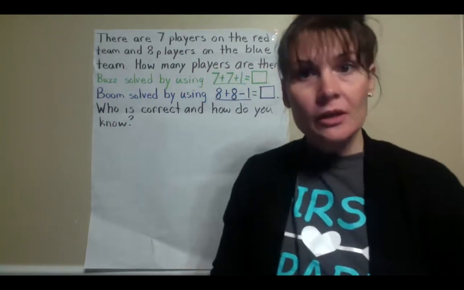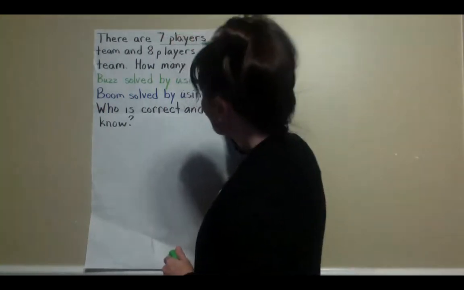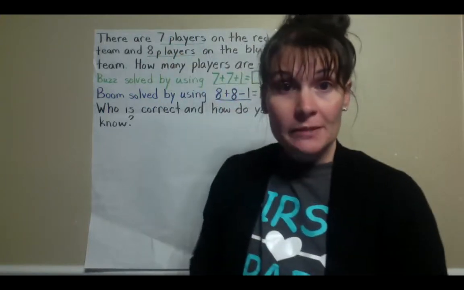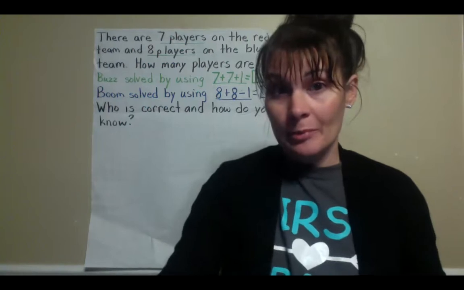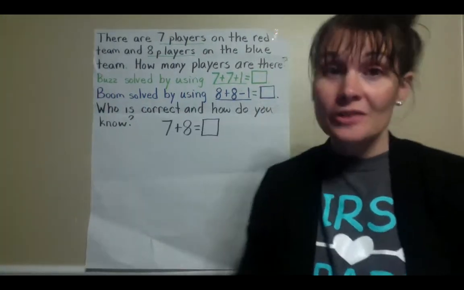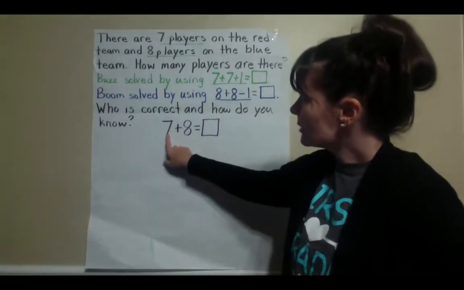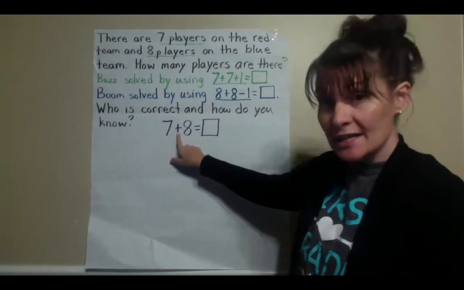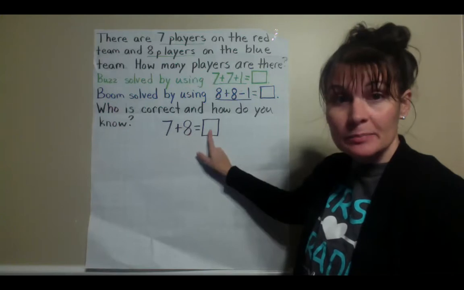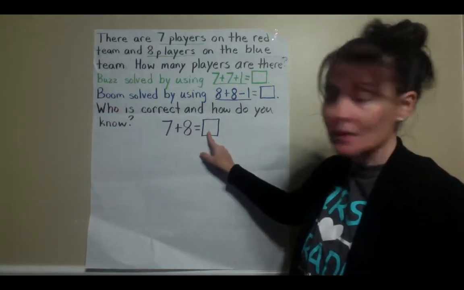What equation would help you with that? If you know that there's 7 players on the red team and 8 players on the blue team, write your equation on your paper that would represent this problem. I heard some great thinking. Our equation would be 7 players on the red team plus 8 players on the blue team equals box, because that's what we're trying to figure out, how many players in all.